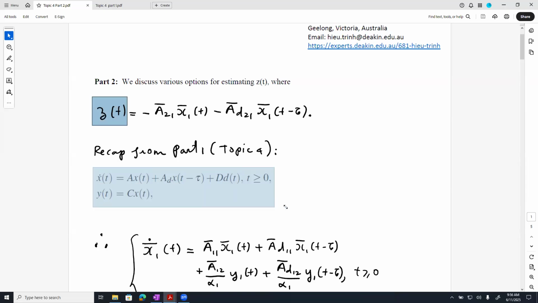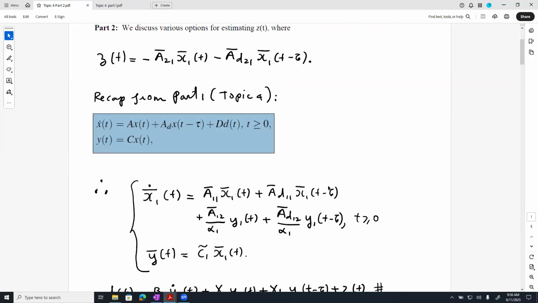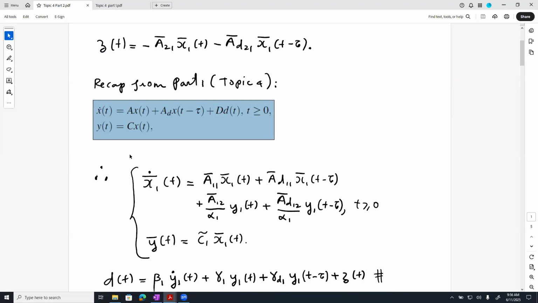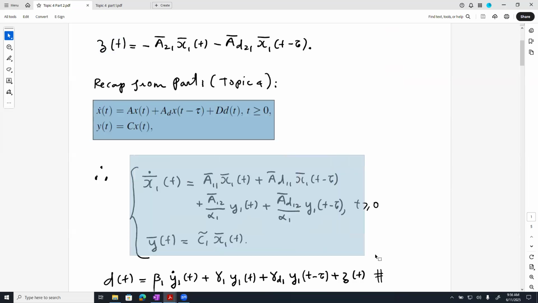Now, just to recap from our last presentation, we consider a time delay system, a linear time delay system with a constant time delay. And with our decomposition of the unknown input, we obtain a reduced order time delay system, which is disturbance-free from the unknown input.